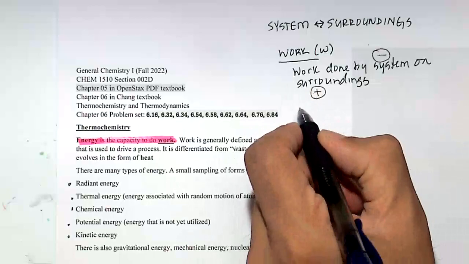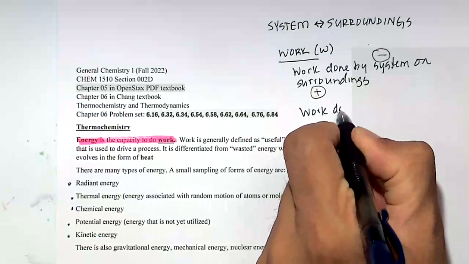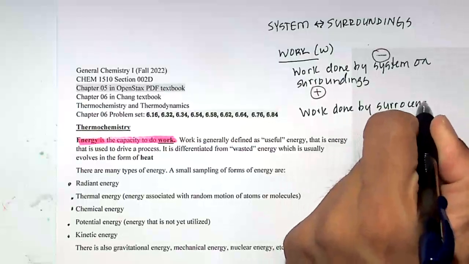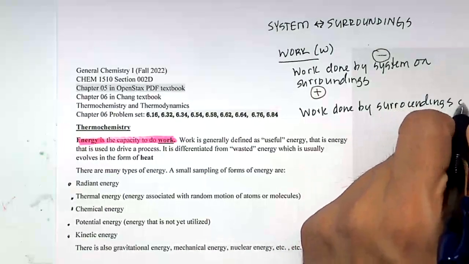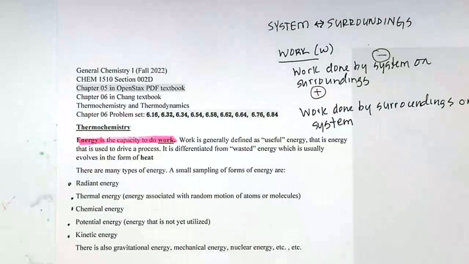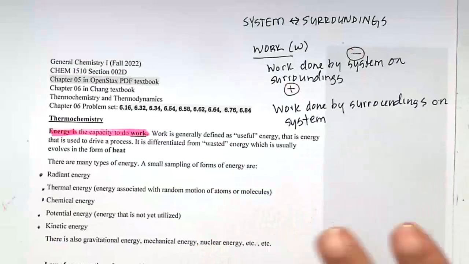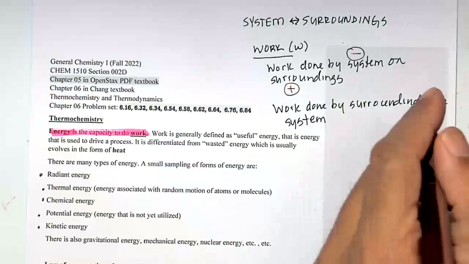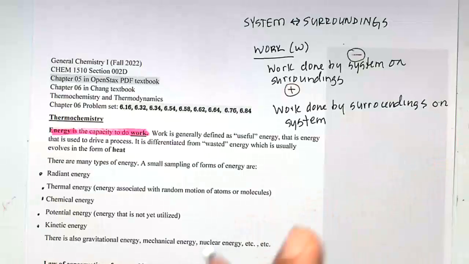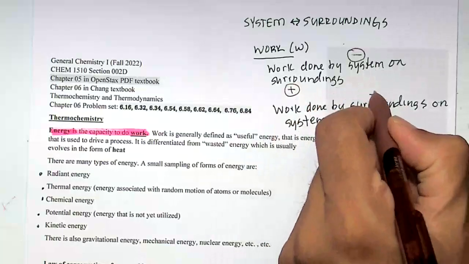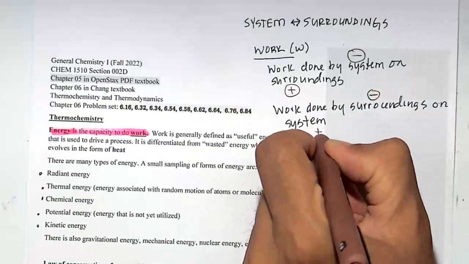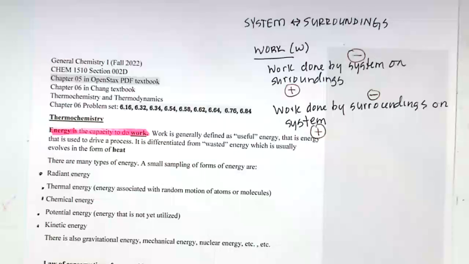What about work done by the surroundings on the system? What are the surroundings? Everything. The glassware, the universe, you, me. Work done by the surroundings: if it's done by the surroundings, that value, that number, is negative, and the system gets positive.